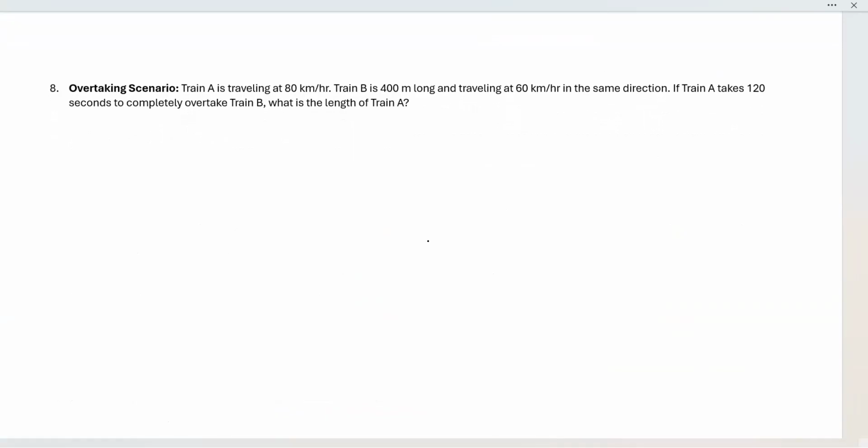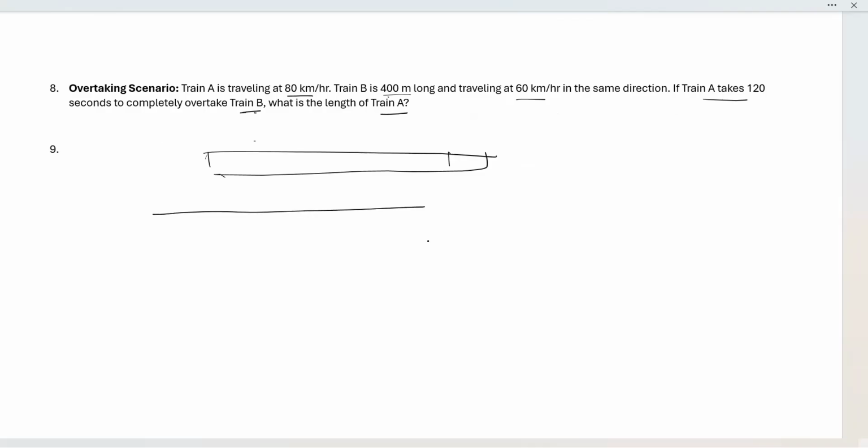Okay, so here, train A is traveling at 80 km per hour. Train B is 400 meters long and traveling at 60 km per hour in the same direction. Train A takes 120 seconds to completely overtake train B. What is the length of train A? So basically, there are two trains. This is train A, and there's another train B. Train B is 400 meters long. Train A's length we don't know.